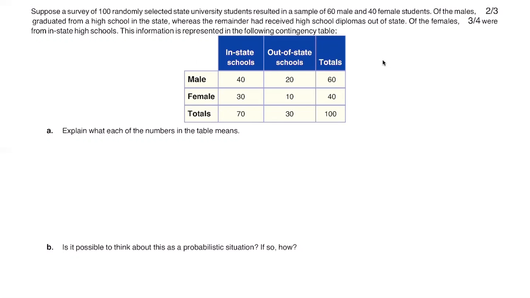Here's the example. Suppose a survey of 100 randomly selected state university students resulted in a sample of 60 male and 40 female students. Of the males, two-thirds graduated from a high school in the state, whereas the remainder had received high school diplomas out of state. Of the females, three-fourths were from in-state schools. This information is represented in the following contingency table.